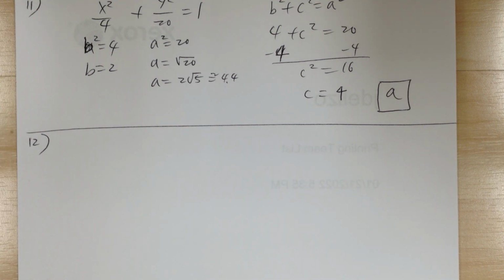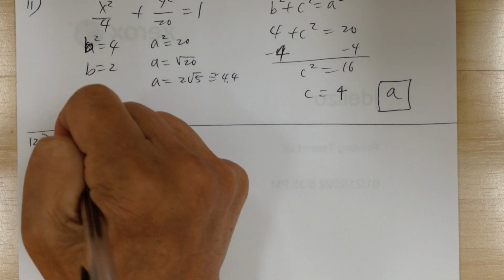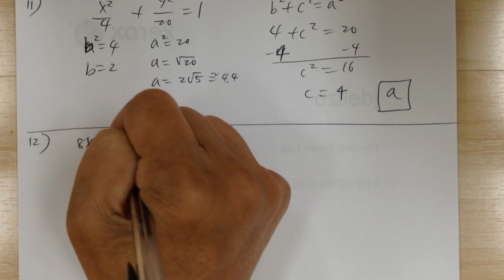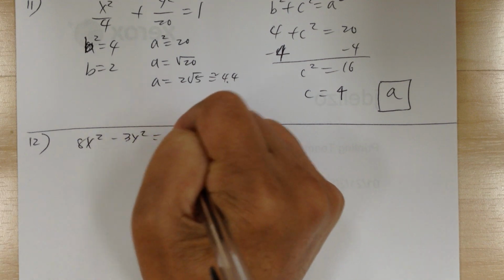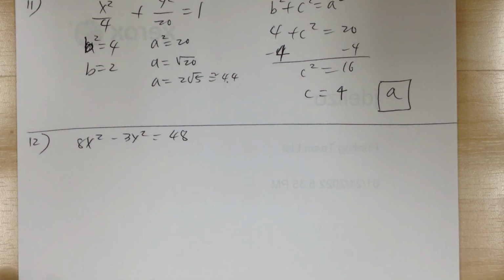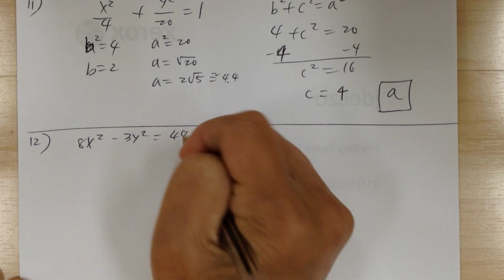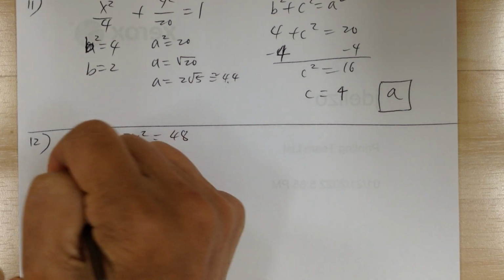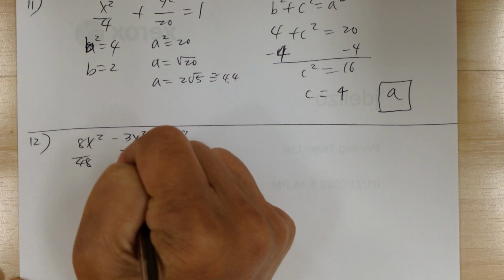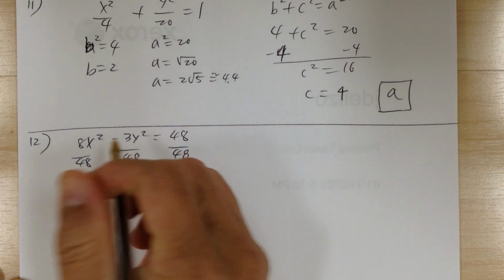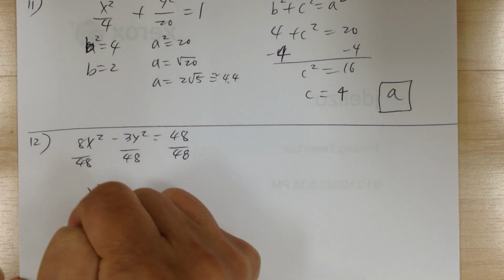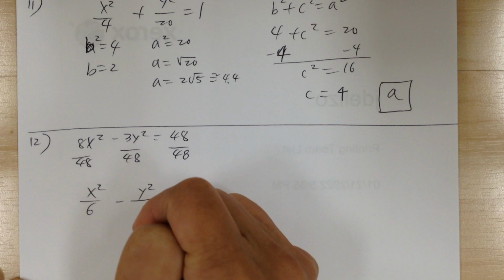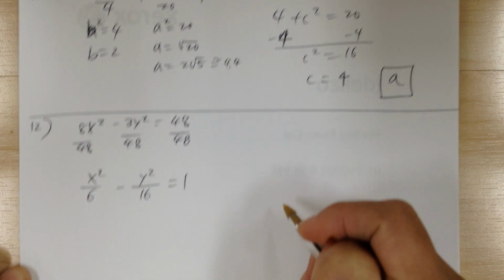Okay, it says find the focus of the hyperbola. So you've got x squared minus 3y squared equal to 48, and you're looking for a focus. Okay, so first let's make this equal to 1. So divide everything by 48. So you've got x squared over 16 minus y squared over 16 is equal to 1.